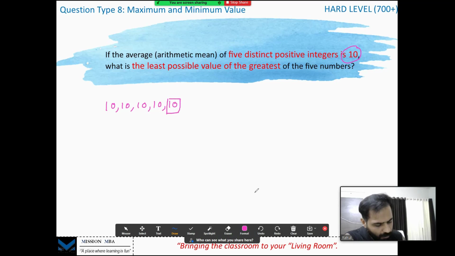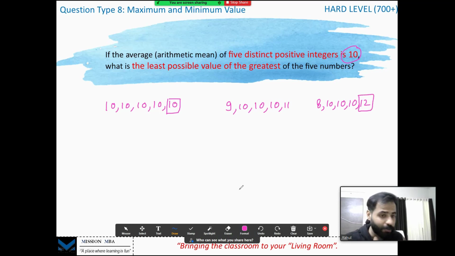Now this is my largest number of the set and it is minimum. If I decrease 1 in the first number, then I have to increase 1 in this number. The mean is again 10. Then again, if I repeat this exercise, I'll get to this particular set. So are you noticing what's happening? As the numbers go far from each other, the maximum number of the set is increasing, but we want to keep it least.